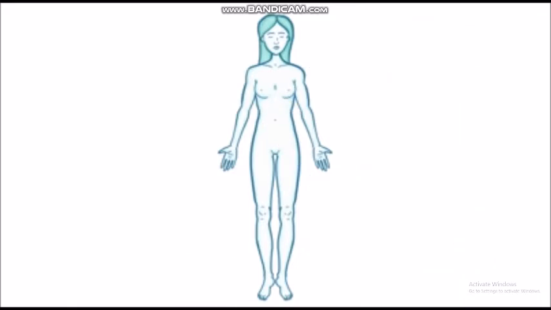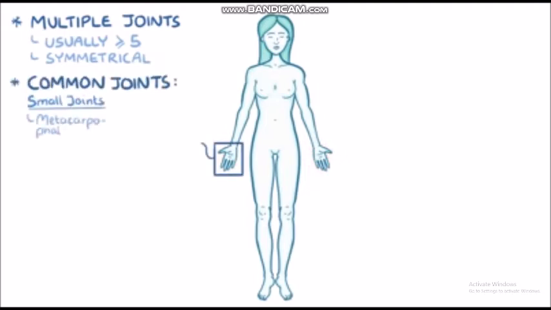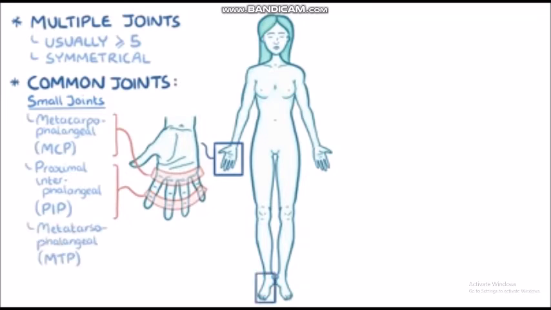Rheumatoid arthritis typically involves multiple joints, usually 5 or more, symmetrically, meaning the same joint groups on both sides of the body, like both hands for instance. Commonly affected joints are the small joints, like the metacarpal phalangeal joints and proximal interphalangeal joints of the hand, and the metatarsophalangeal joints of the feet.